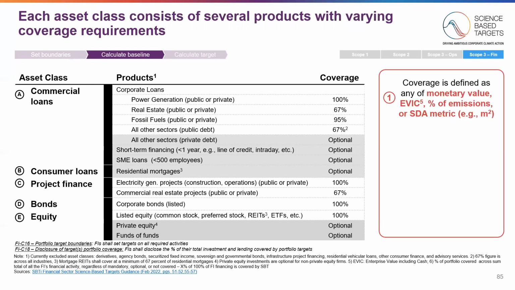Coverage can be defined by financial institutions to be in monetary value, such as enterprise value including cash, or EVIC, as a percentage of emissions, or using an SDA metric, which is an industry-specific metric, such as meters squared for real estate. Now let's walk through this table in detail.